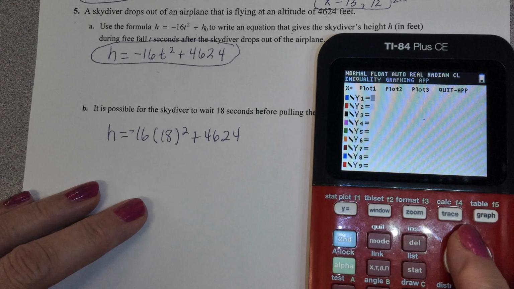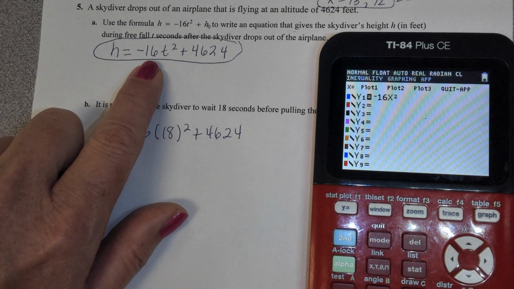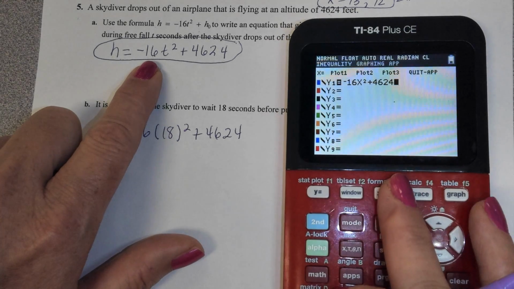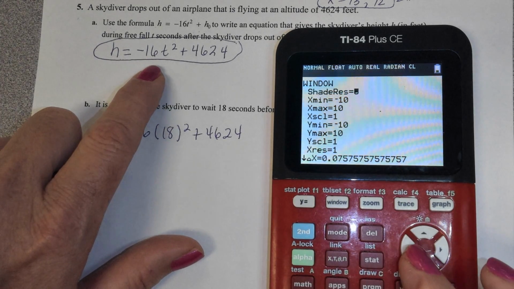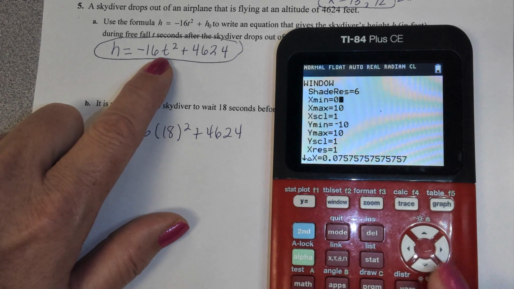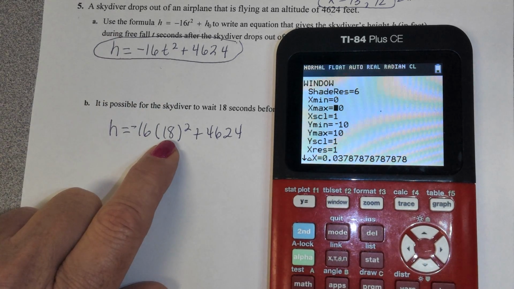So we're going to go to y equals. I'm going to put in negative 16x squared plus 4624. I'm not going to want to do a zoom standard here. I'm going to want to change my window. X is the same thing as time. The lowest time I could have would be 0. The most time, they want me to check 18 seconds, so I'm going to make my most time 20.